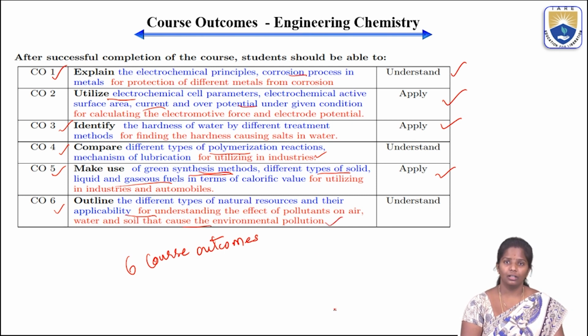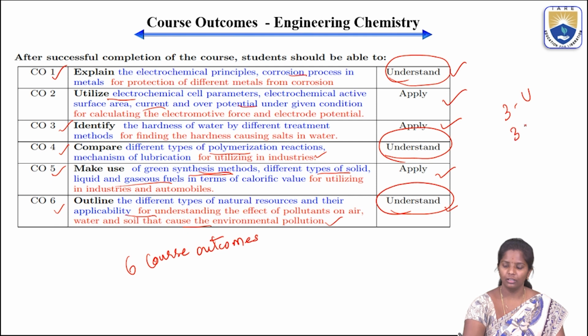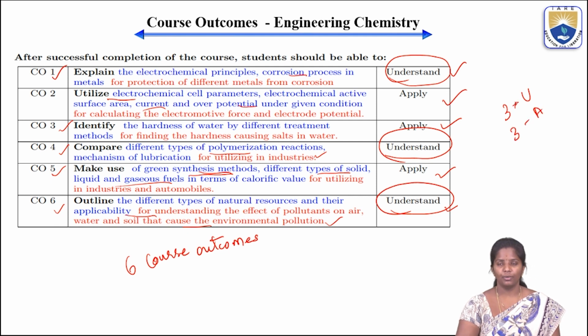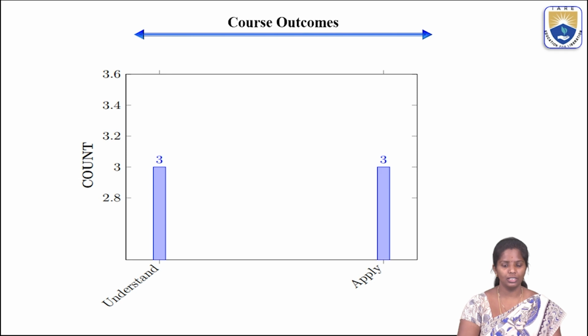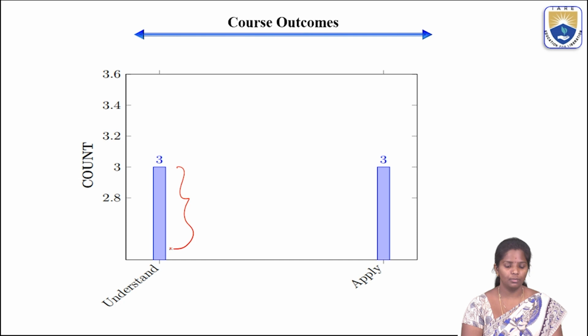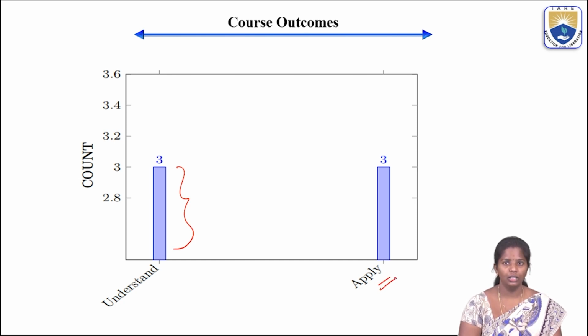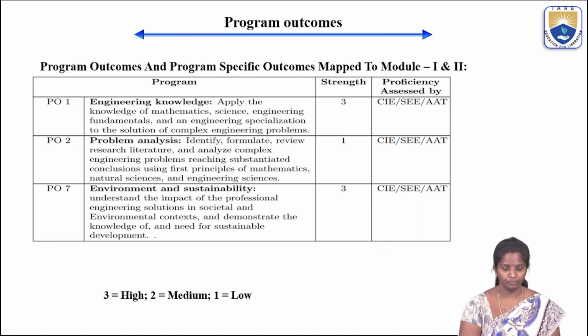So we are learning out of this, so it gives an understanding. Out of these, 3 course outcomes are understanding and 3 are applying, applying knowledge for problem analysis. So that is what is given here in this graph. 3 modules or 3 course outcomes are for understanding and 3 are for applying. So this is how we describe the Bloom's taxonomy levels in different modules in chemistry.